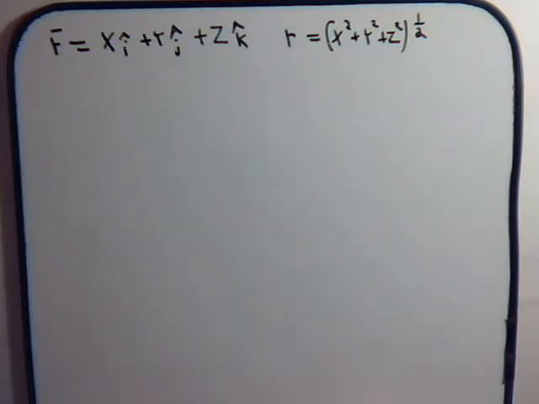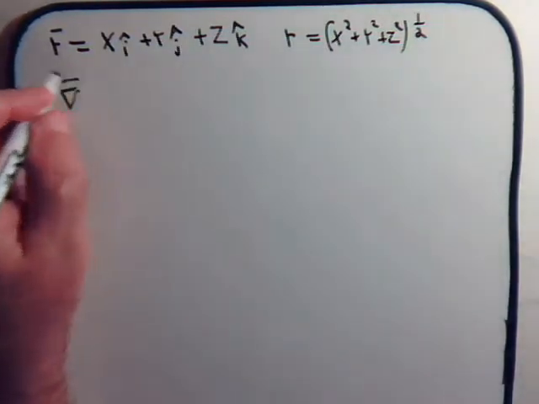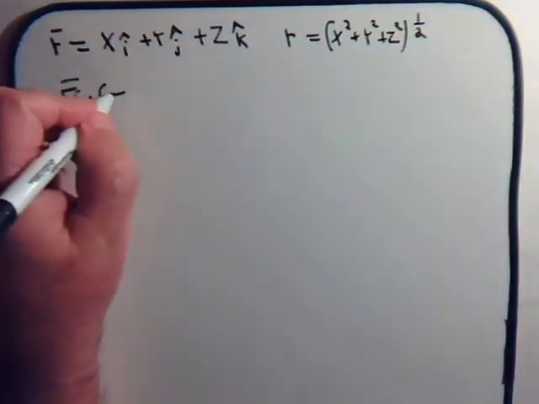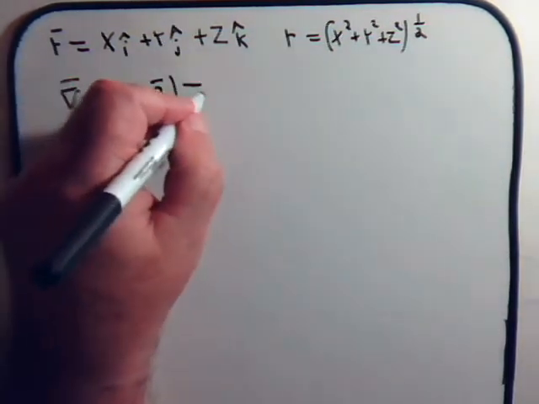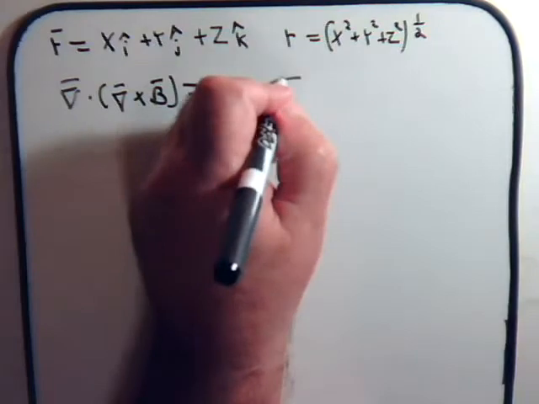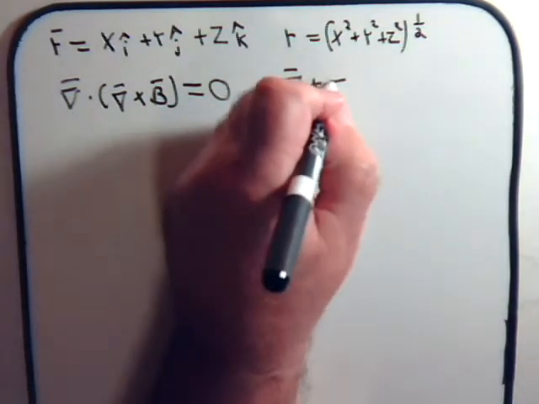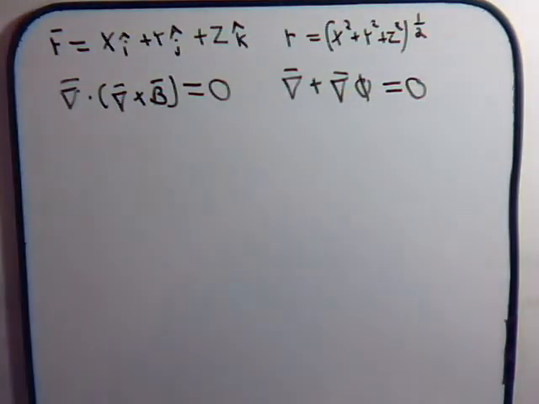operator. Also, before we had those identity videos, we've shown that for any vector, the divergence of the curl equals 0. And we had also shown that the curl of the gradient equals 0.